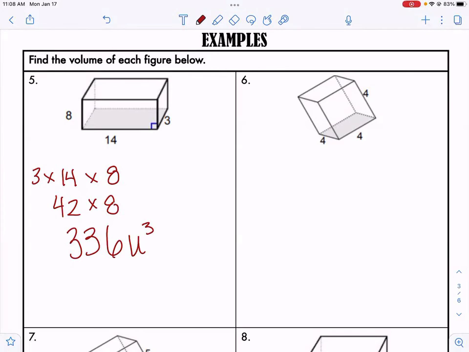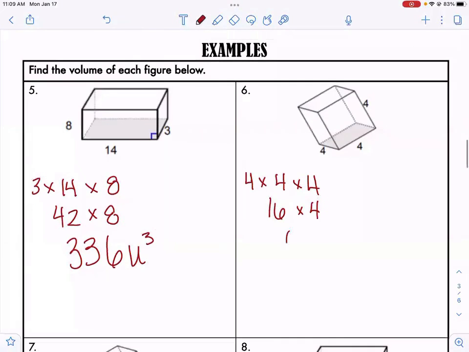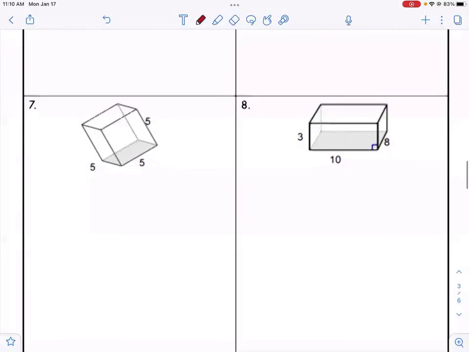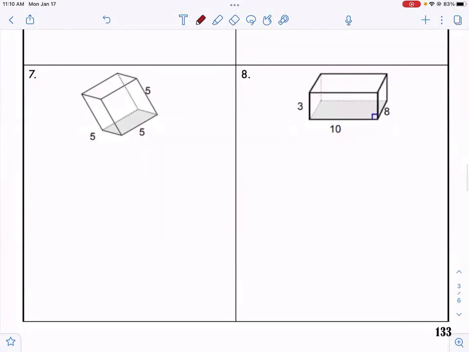Okay, number 6 is a cube, so they're all the same. So 4 times 4 times 4. Reed said 4 times 4 is 16 times 4. 16 times 4 is what? 64 units cubed. Okay, have we done 7 and 8, or do we need time to do 7 and 8? Work on 7 and 8.